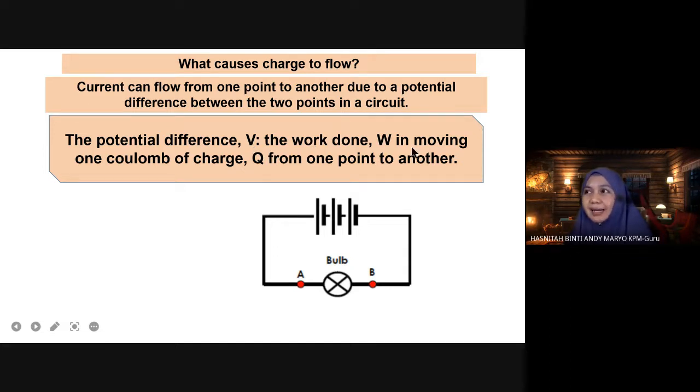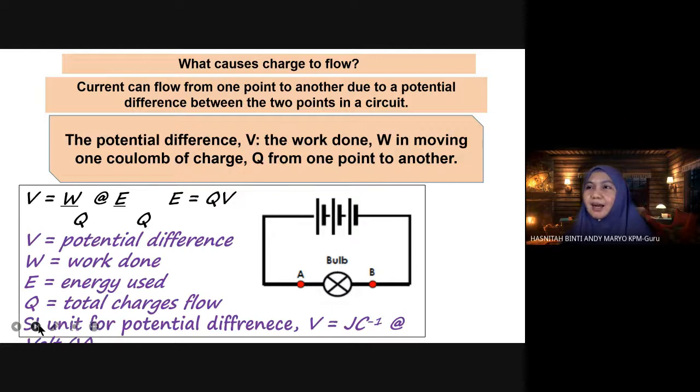Okay, work done in moving 1 coulomb of charge from one point to another. This is what potential difference means. If you look at this, this is the formula for potential difference. Okay, so this is the positive terminal of this battery. The long line is the positive terminal and this is the negative terminal. So this positive and negative terminal creates potential difference.